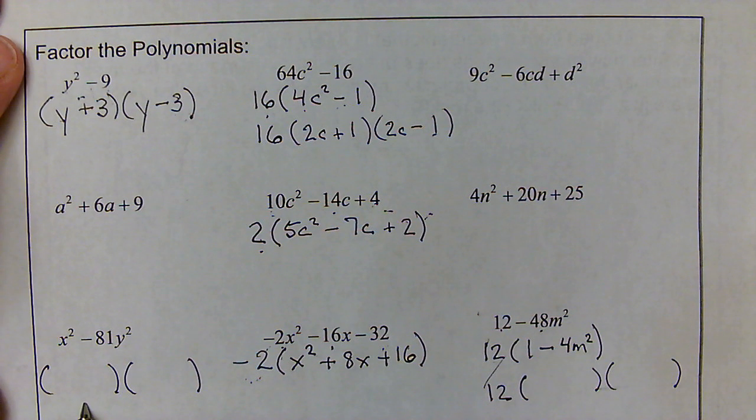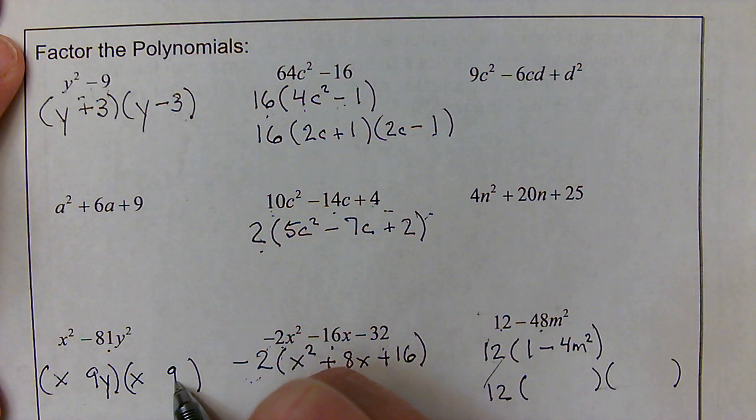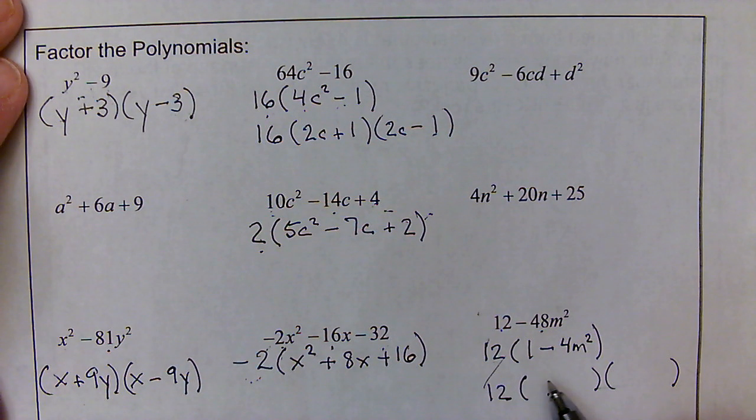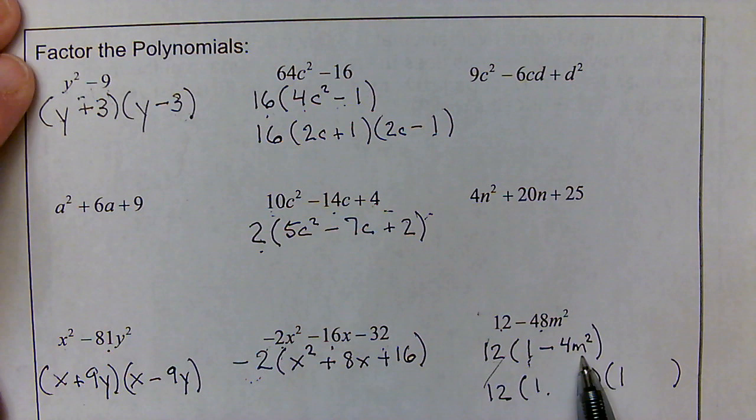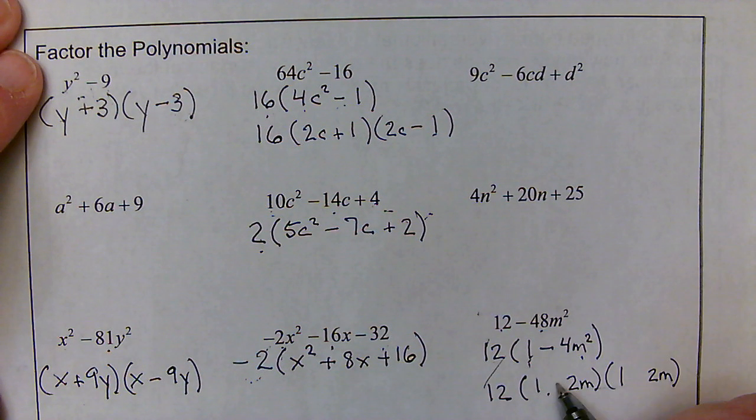Down here, square root of x squared is x. Square root of 81y squared is 9y. Plus in one, minus in the other. Over here, square root of 1 is 1. Square root of 4m squared is 2m. Plus in one, minus in the other. It doesn't matter whether you put the plus here or minus here, because they're exactly the same until you put those in. And in multiplication, order doesn't matter.